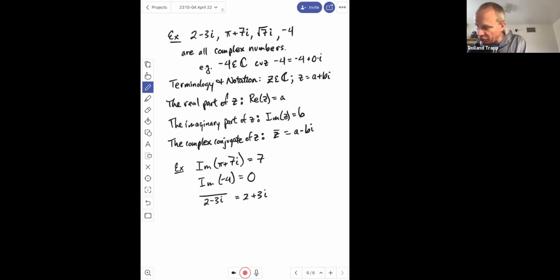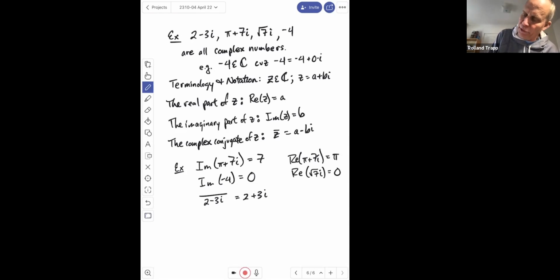Just getting used to it, I guess I should do a real part, right? So the real part of pi plus 7i is just pi. Oops, I needed an Re in there. And the real part of square root of 7i is 0 because that's a purely imaginary number. So this is sometimes called purely imaginary.